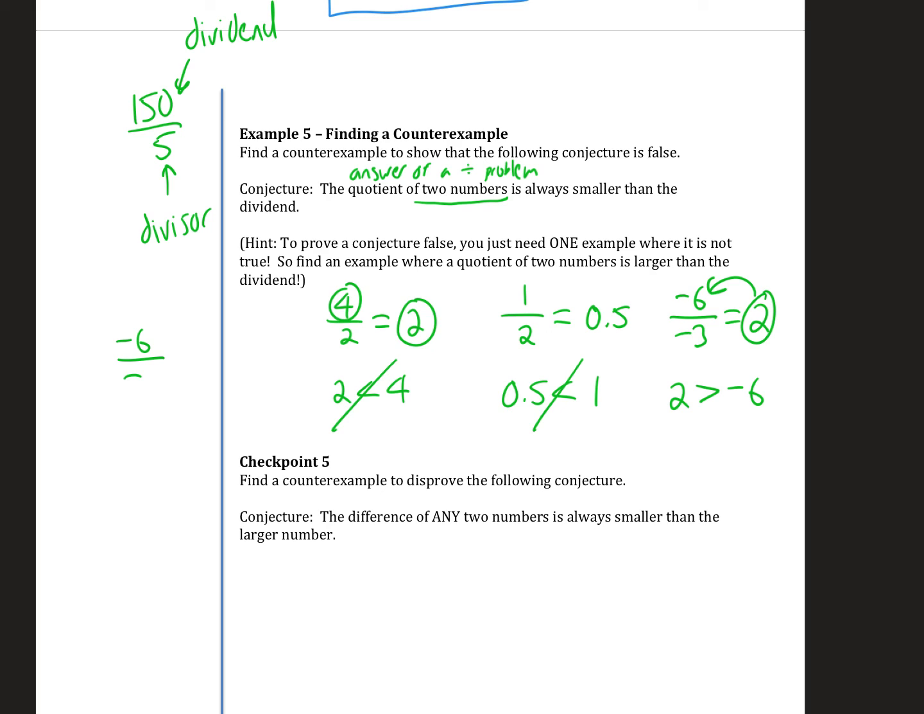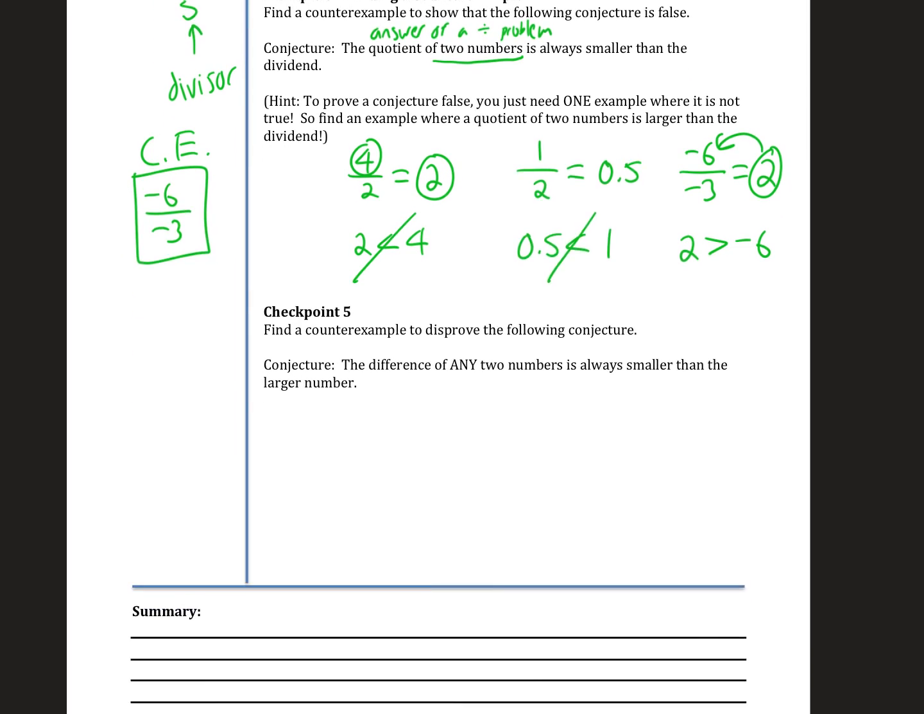That means the conjecture, we need to refine it or adjust it because it's not always true, and a conjecture needs to always be true. So in this case, our answer, 2, is greater than the original number that we're dividing, which is -6. And so that would be an example. So this is a counterexample, which means our conjecture is not true. We need to fix it.